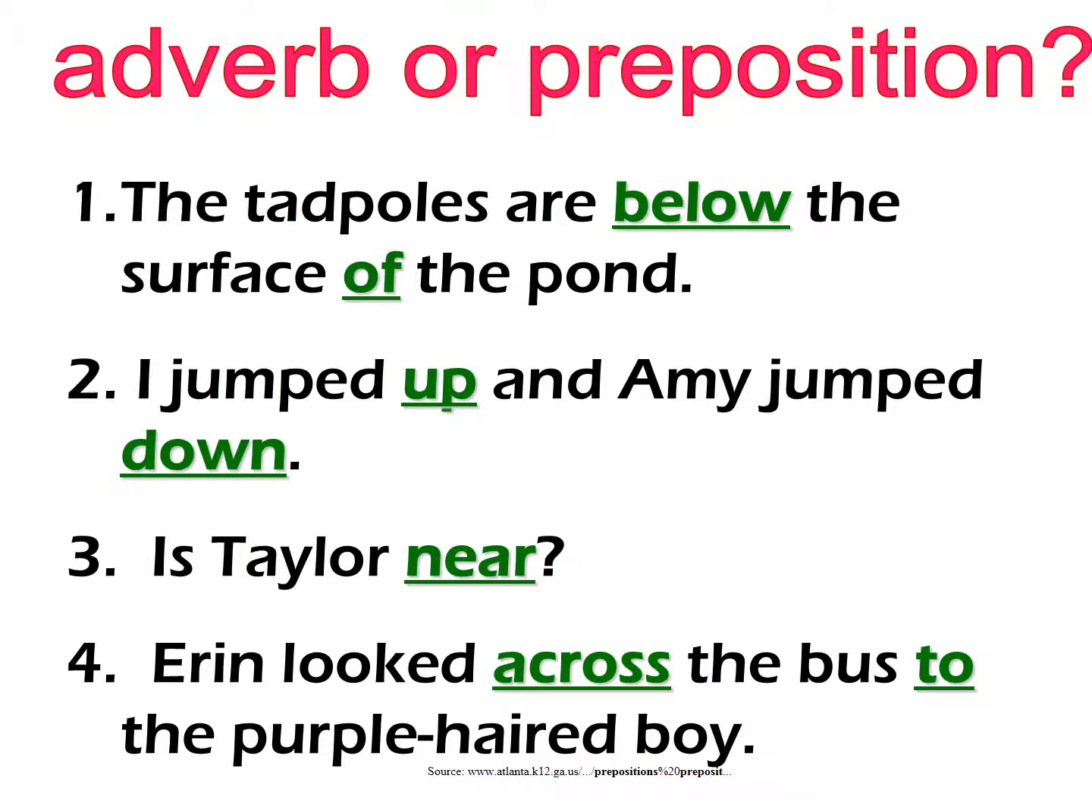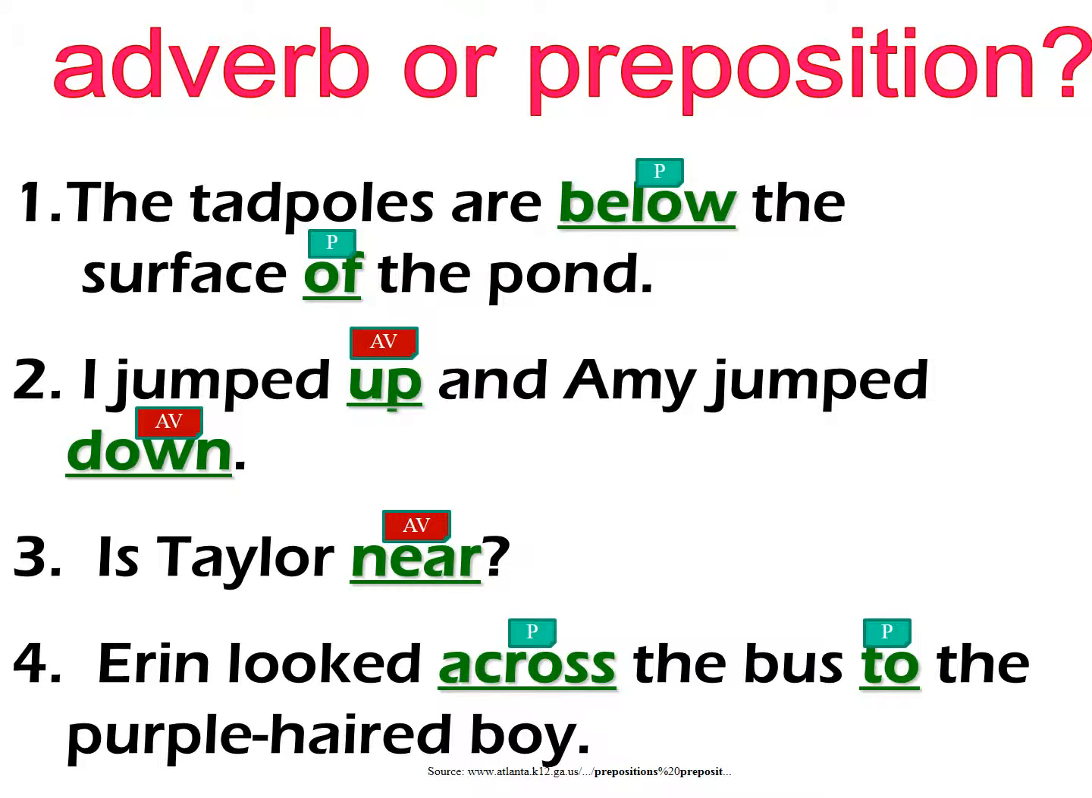Alright, let's look at these ones here. The words in green, I want you to take a second to identify if these words are adverbs or prepositions. Keep in mind that prepositional phrases have to have an object. It's going to be a preposition word followed by a noun or a pronoun to complete that prepositional phrase. So go ahead and think about what these words are. Pause your screen. When you're done, go ahead and unpause and follow along with me to compare your answers.